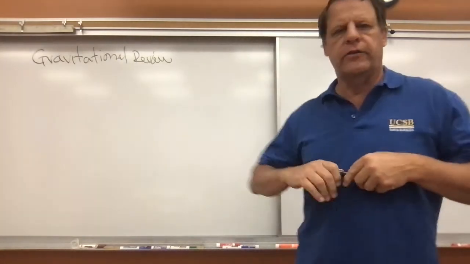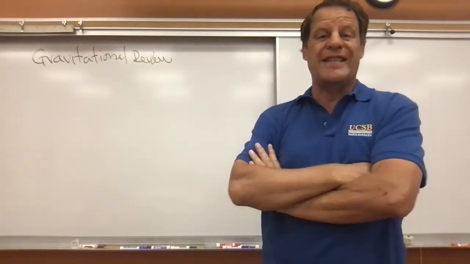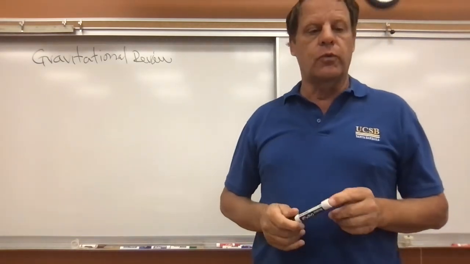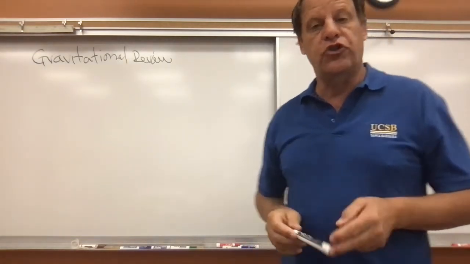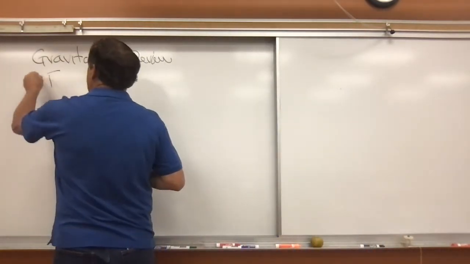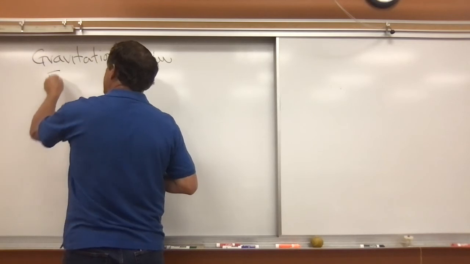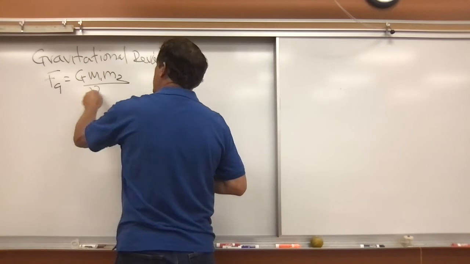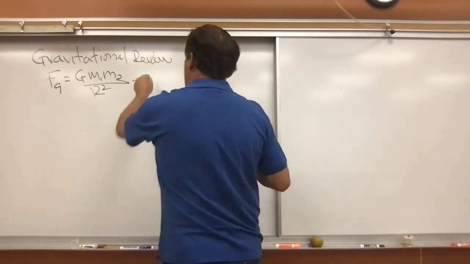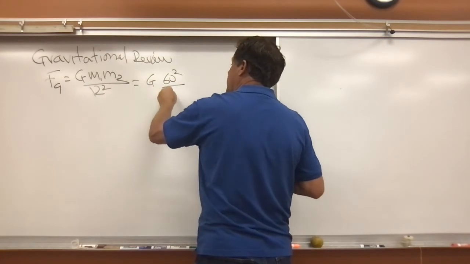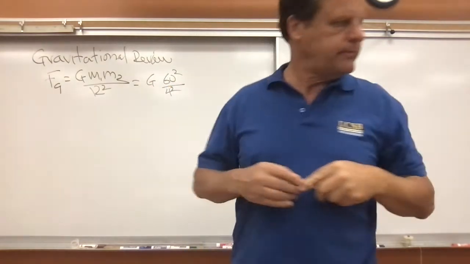Hello, everybody. Hey, this is our review for the gravitational quiz practice. Our first question was: calculate the force between two 60-kilogram objects. Remember that our force of gravity is equal to big G m1 m2 over r squared, and that would be big G times 60 squared divided by 4 squared.